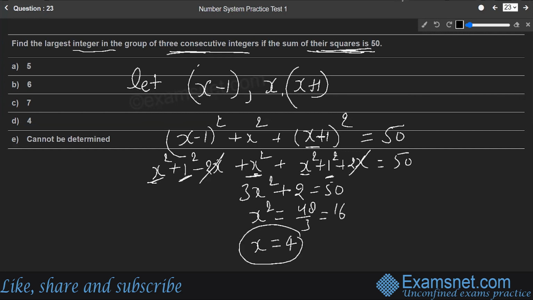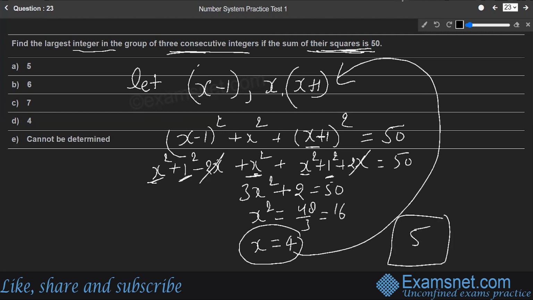So the x value has come. What he has asked for is the largest integer. So the largest number in this particular sequence is nothing but x plus 1. So that is 4 plus 1. The right answer is 5, which is available in option number A and becomes the right answer for me.